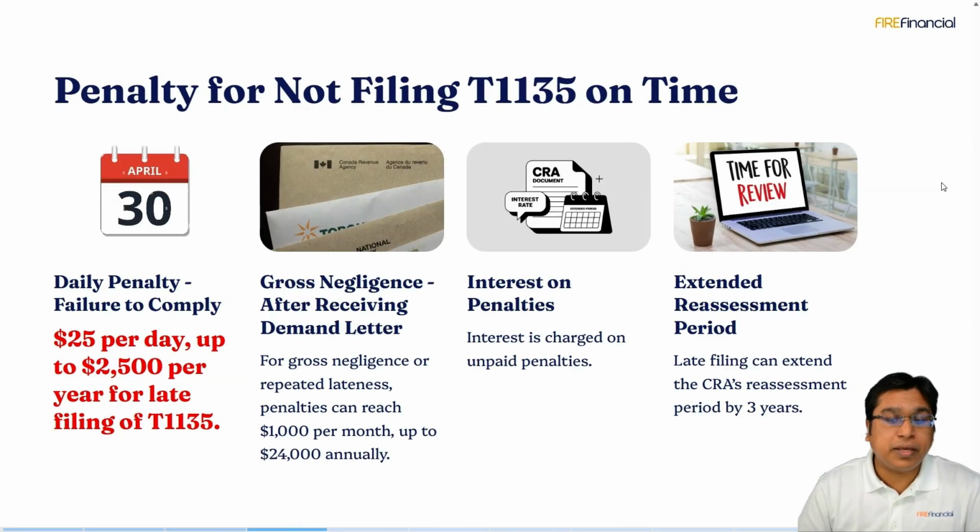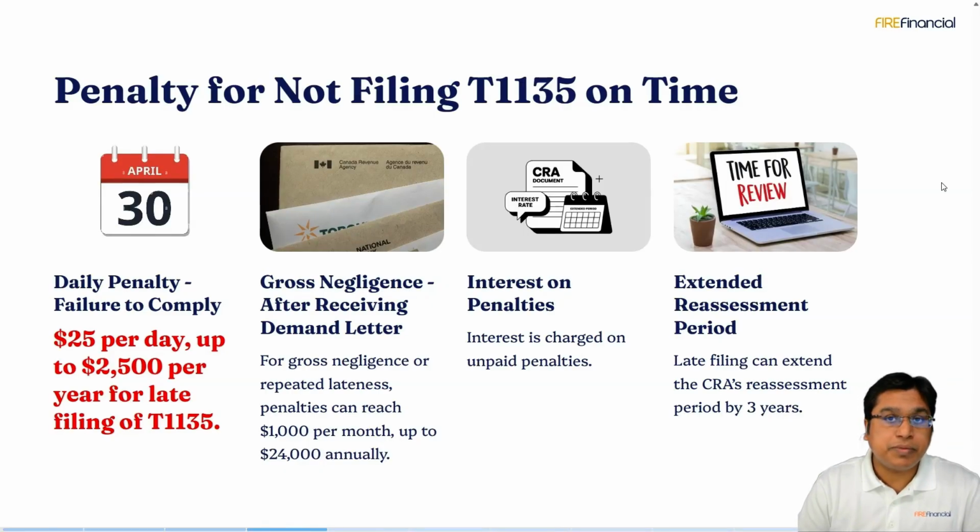Now, what happens if you fail to report your foreign assets or foreign income? There is a stiff penalty for failing to comply, meaning that there is $25 per day for late reporting, up to $2,500 for a particular year. And if you have a number of years, you can imagine that it can add up quickly. On top of that, there is interest on that penalty amount. So if you have multiple years where you did not file any reporting and you have interest on top of that, you can expect a pretty hefty amount.